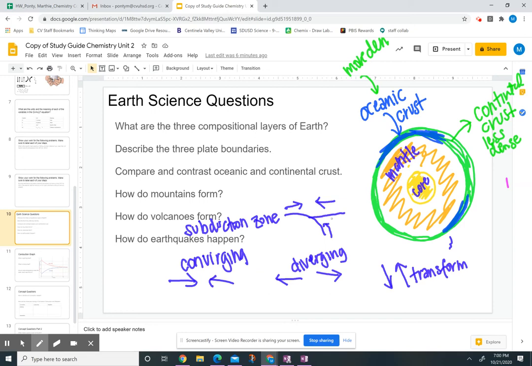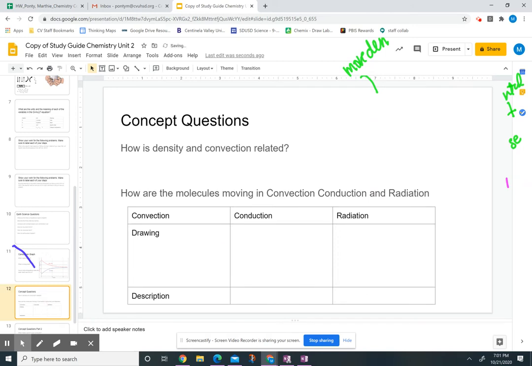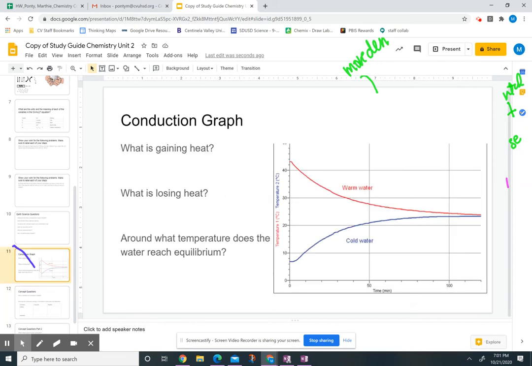So next one that we have on here, let me double check and make sure that I have everything. Okay. Density and convection, I already talked about that. Okay, we're gonna go here.